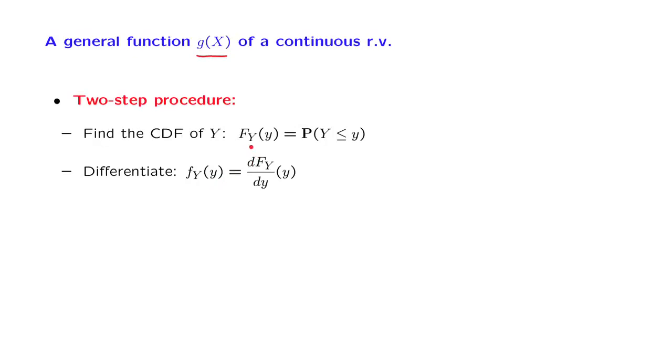Most of the work lies here in finding the CDF of y. And how do we do that? Well, since y is a function of the random variable x, we replace y by g of x, and now we're dealing with a probability problem that involves a random variable x with a known PDF, and we somehow calculate this probability. So let us illustrate this procedure through some examples.